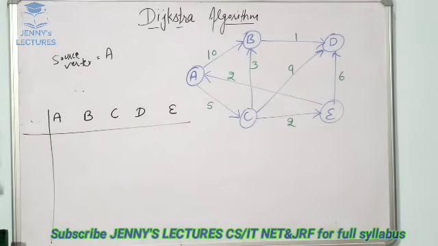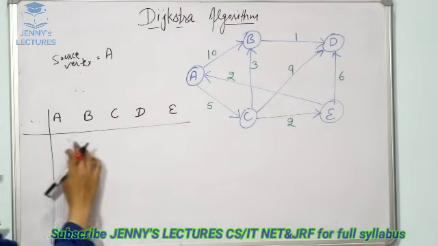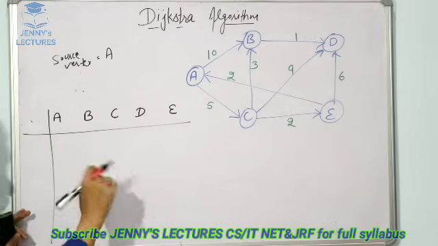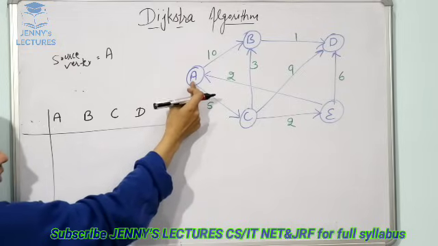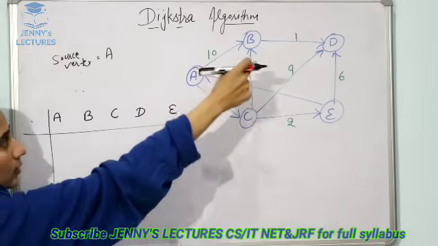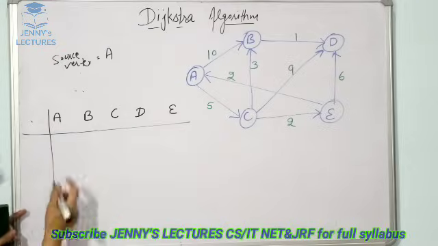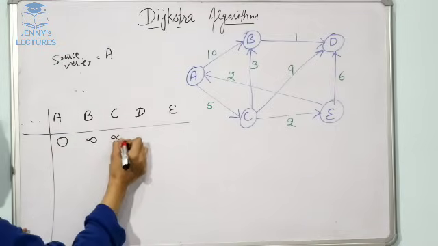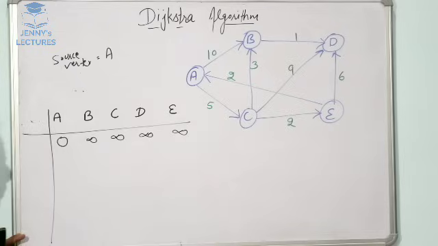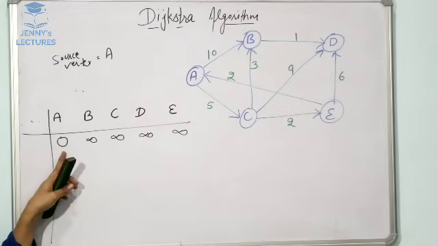Now the very first step is just the same thing we have already done in the previous example: the source to source distance, A to A, would be 0 and the other remaining distances would be infinity. So the distance of this one is 0, this one is infinity, infinity, infinity and infinity. This is the first step. Distance of source to source would be 0.